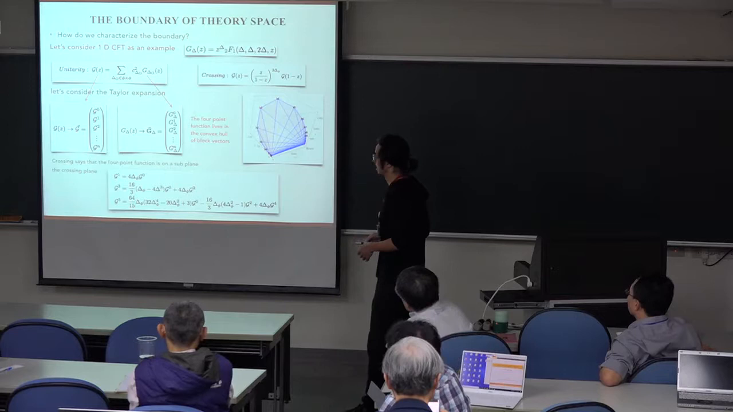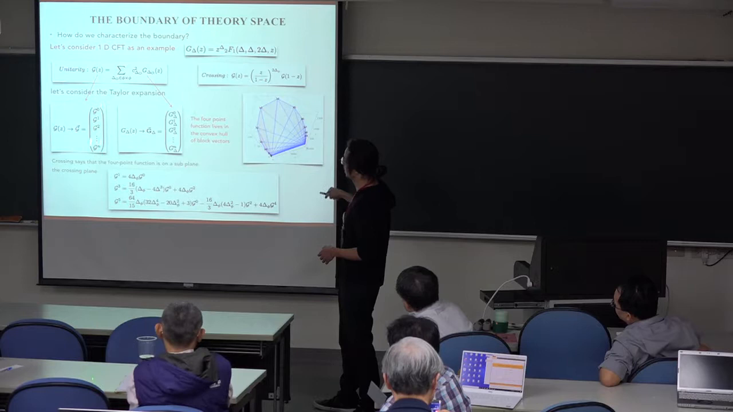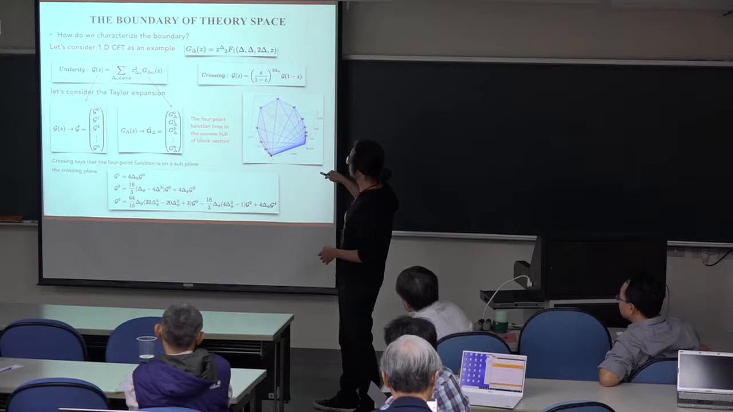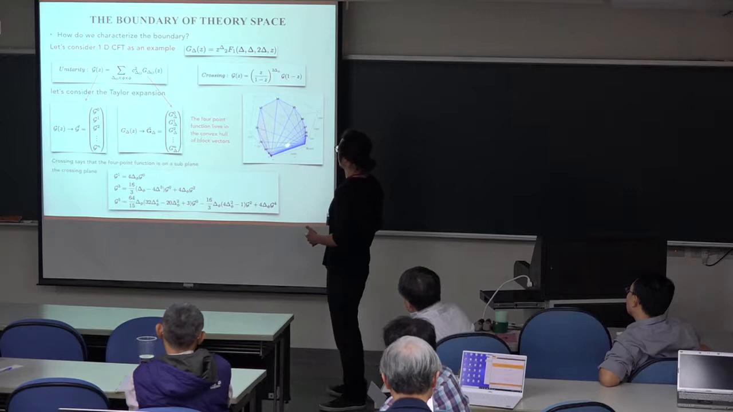So basically, your four-point function will be expanded in a Taylor series of z, so you have these Taylor coefficients. And then you have this block, and you also expand it in a Taylor series, and then you have the so-called block vector. The statement of unitarity tells you that this four-point function is given by a positive sum of these block vectors, and we know that this is the notion of a convex hull: the four-point function must live inside the convex hull of a sum of vectors.